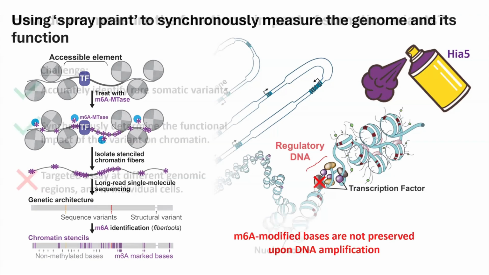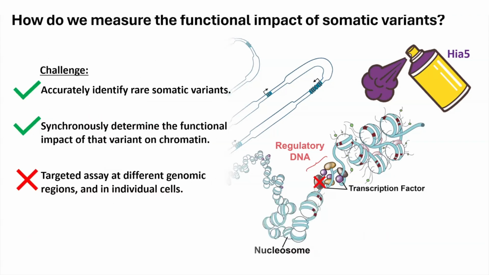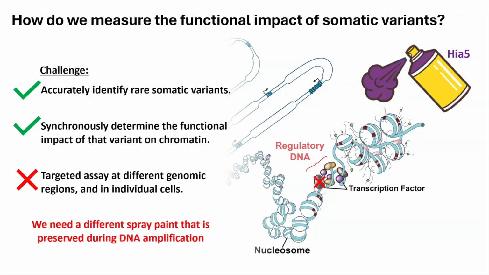And so really what this left us with is a methodology that can accurately identify these somatic variants and determine their functional impact, but we're not able to get this last part of the challenge, which is doing this in a targeted or single cell manner. So how we addressed this challenge was really redesigning how we're spray painting the cell when we're doing this initial stenciling step.